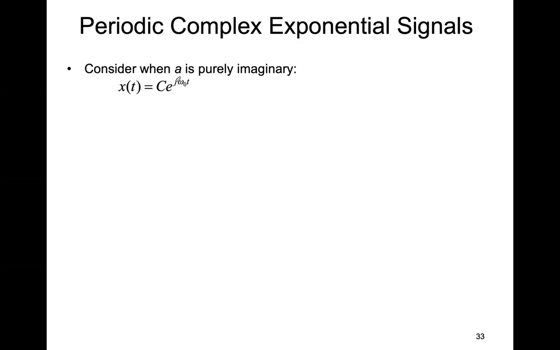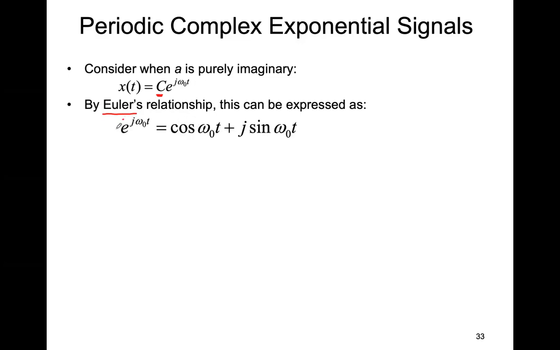Like e to the power j omega 0 t. So this is my scalar. C is my scalar. Okay, 2, 1, 1.6, minus 3, those kind of values. Let us focus on this part, okay? So maybe you remember from Euler's relationship. When we think about e to the power j omega 0 t, it is equal to cosine omega 0 t plus j sine omega 0 t, okay?